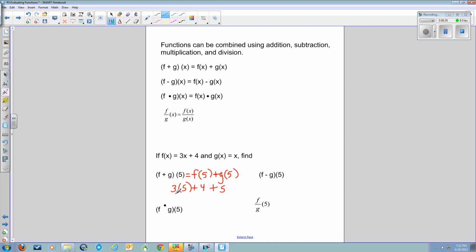So now let's simplify this. So we've got 3 times 5 is 15. So I've got 15 plus 4 plus 5. Well, 15 plus 4 is 19, and 19 plus 5 is 24. So my answer is 24.